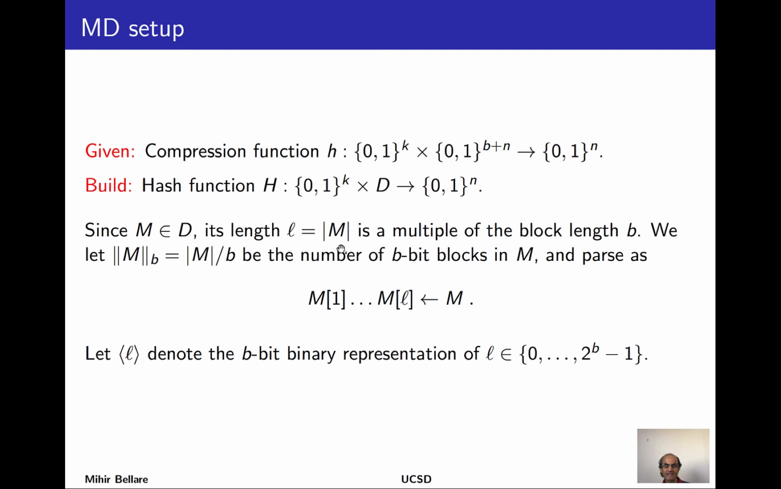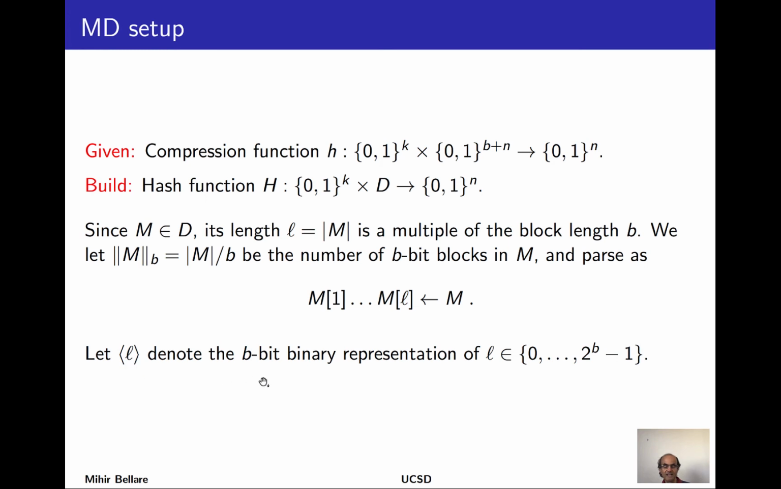So their length is a multiple of the block length b. Accordingly, we let this notation be the number of blocks, each block being b bits long, and we can now parse a message into blocks like this. So L is the number of blocks. Another piece of notation: once we've done this, it turns out that the number L needs to enter the design, and we'll represent it as a block through this notation.